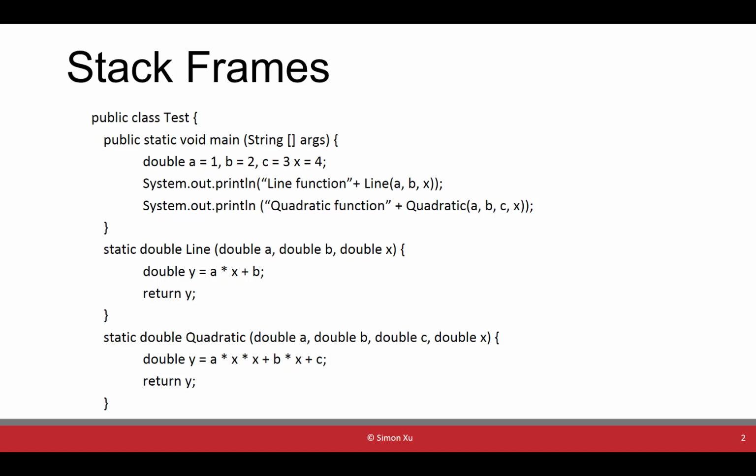Once the quadratic method is done, its stack frame will be popped off the stack, and the control is given back to the main method, and the main method will be executed completely. And then once the main method is done, the stack frame which represents the main method will be popped off. So the stack is empty now. The program is completely executed.